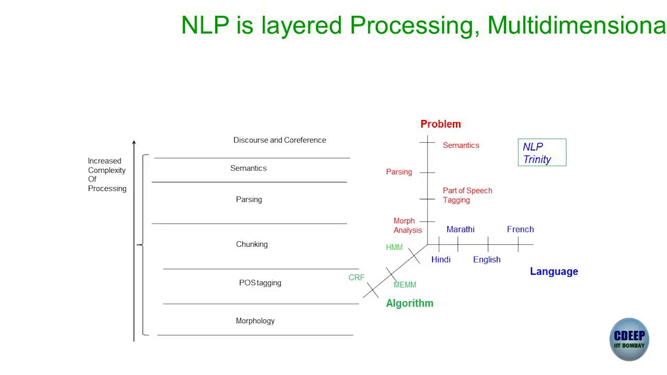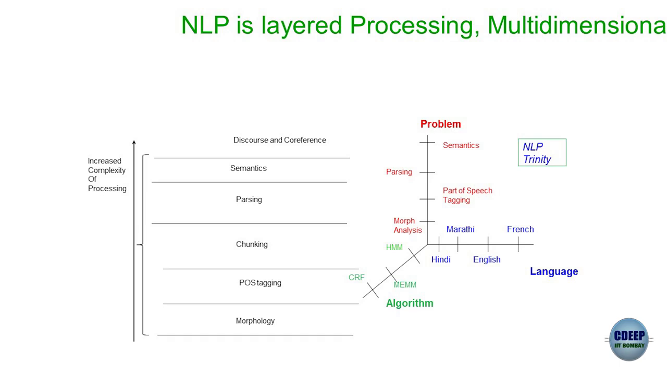Then we come to semantics, which deals with the meanings of words and the meaning that emerges from the sentence because of the interplay of meanings of words. Finally, we have discourse and coreference, where large pieces of text are processed by the processing entity. Could be a human, could be a machine, but processing of large pieces of text is the concern here.